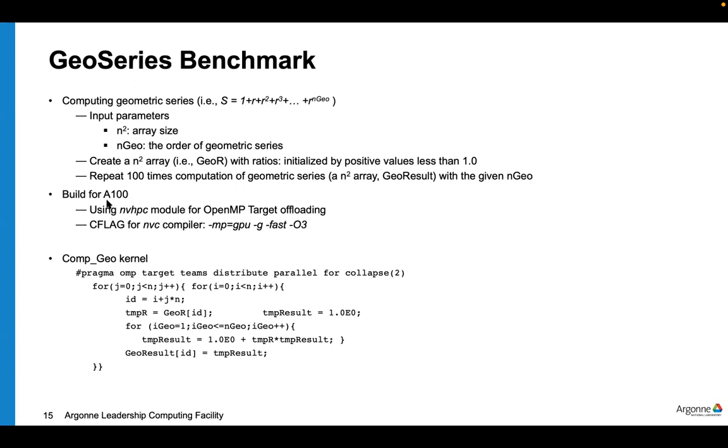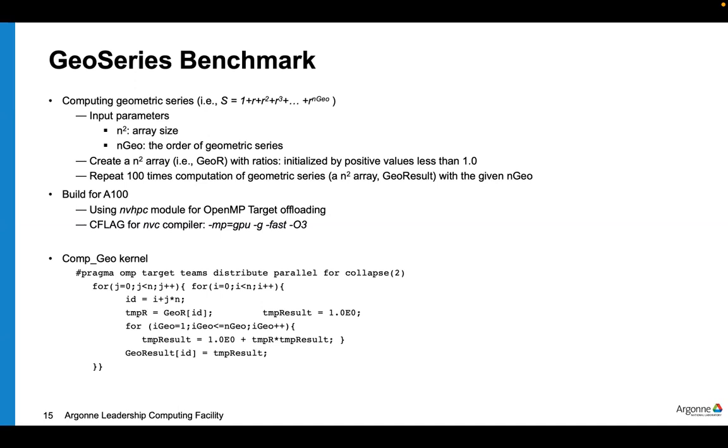On the A100 GPU, we have a couple of options to build this. We can use the NVHPC compiler from NVIDIA. Previously, it was the PGI compiler. The PGI compiler was a well-known compiler for OpenACC, and they extended it to OpenMP target offloading.